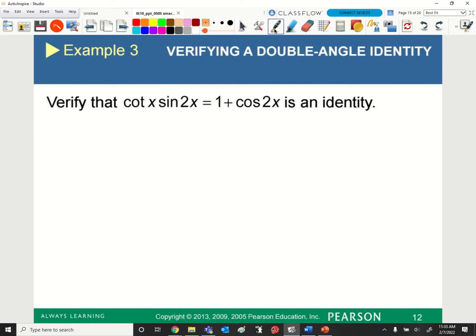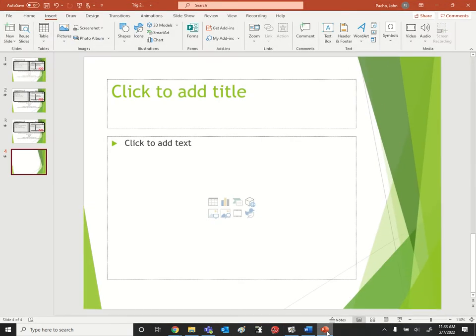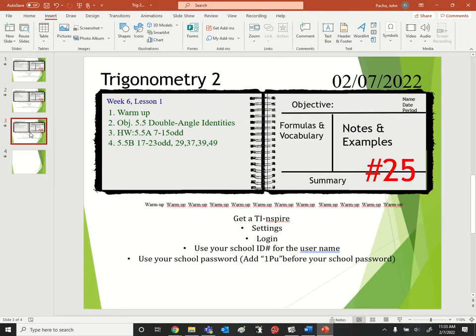No one's here. All right, so we're going to go over example 3 for this assignment. And here is this right here. So 5-5, double angle identities, same homework assignment that we did. Today is the assignment for February 7th. And I'm going to go over just one example. We're going to finish the last example in class, but this should help you with the rest of the homework.